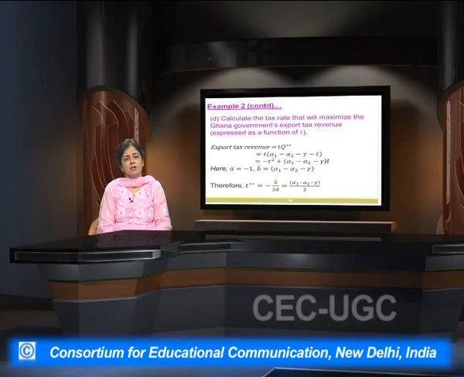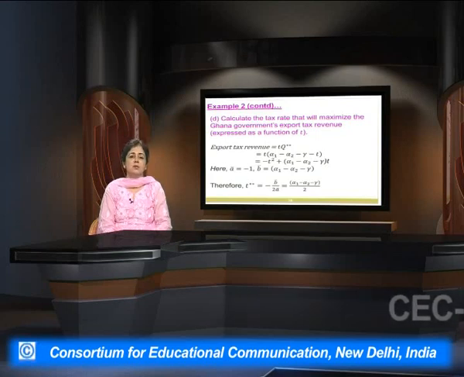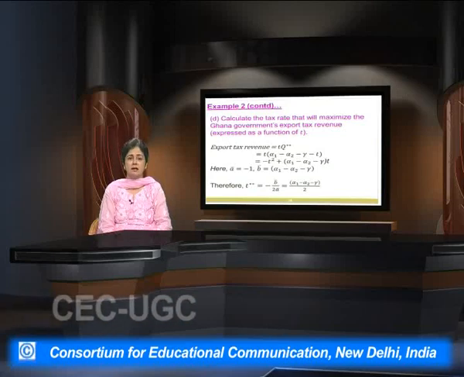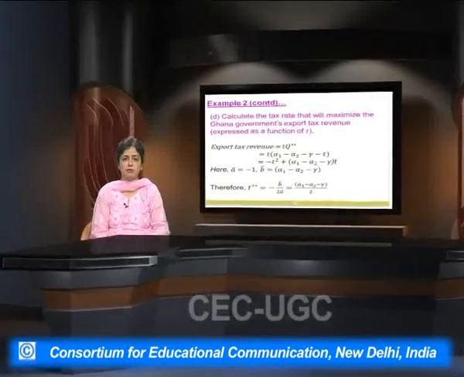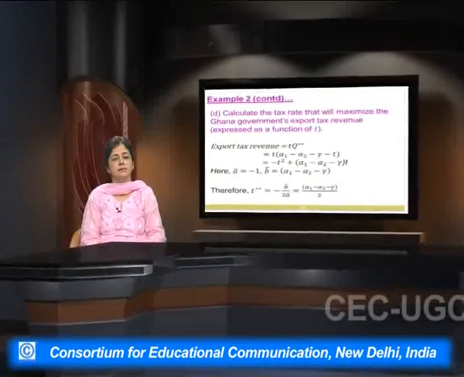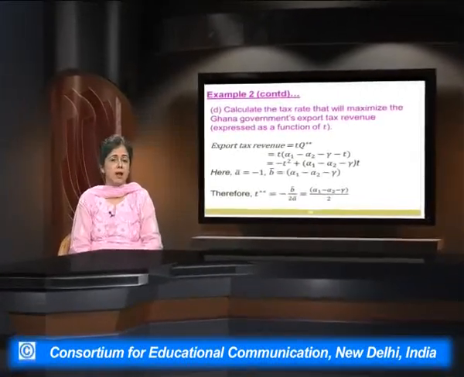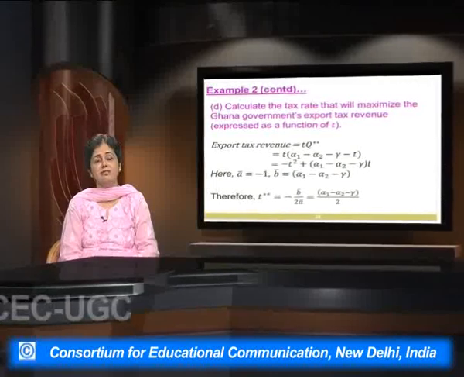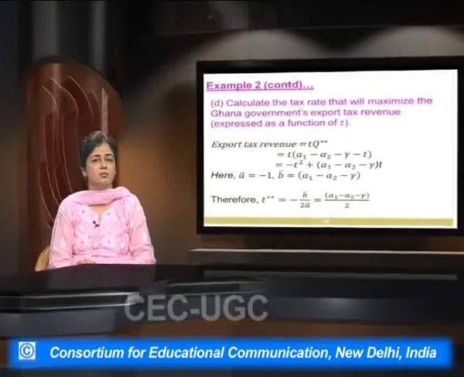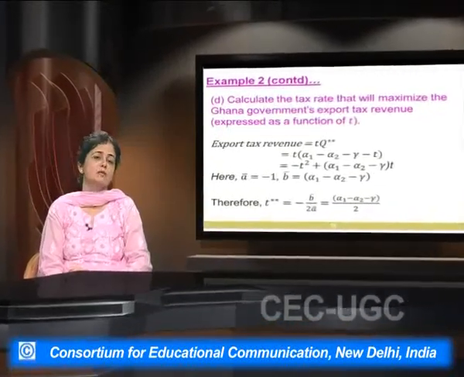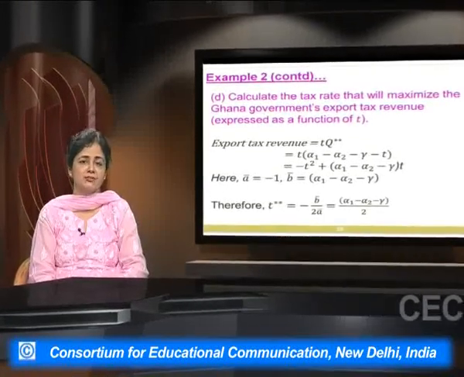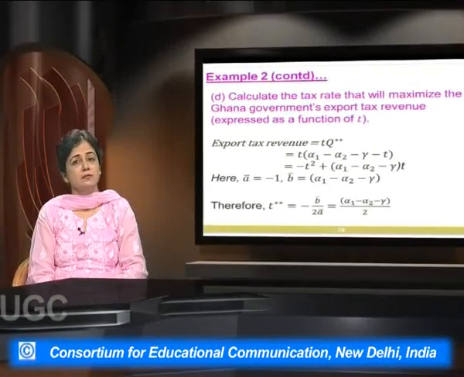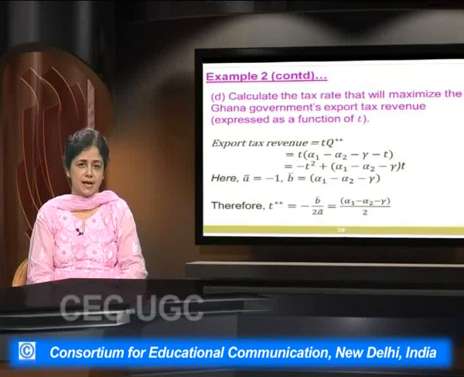The next question now asks you, in fact this is the last part of this question, to calculate the tax rate that will maximize the Ghana government's export tax revenue, which is expressed as a function of T. So basically you're being asked to help out the Ghana government to choose the optimal tax rate that will maximize its export tax revenue. But for this, we first have to find out the expression for export tax revenue.